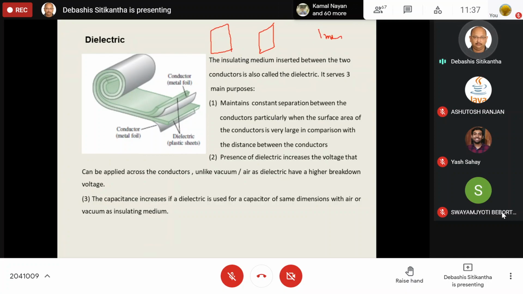So in this case, obviously the cross-sectional area is very, very large in comparison to the distance of separation. So if this is the case, I cannot maintain a constant distance between the two conductors. For this purpose, I will use the dielectric medium.